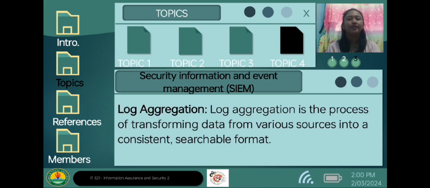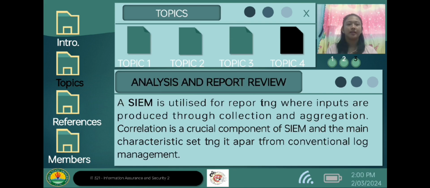Log aggregation is the process of transforming data from various sources into a consistent, searchable format. Log aggregation involves collecting and organizing logs from different sources like servers, applications, or devices into a unified format. This process makes it easier to analyze and search through logs for troubleshooting, monitoring, and other purposes.